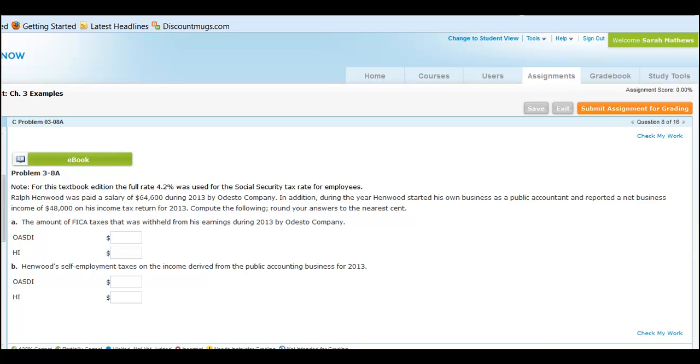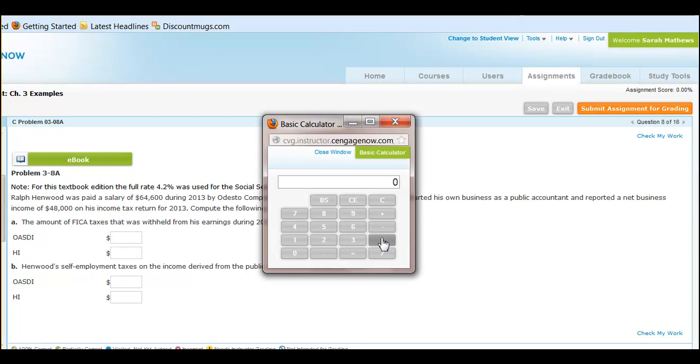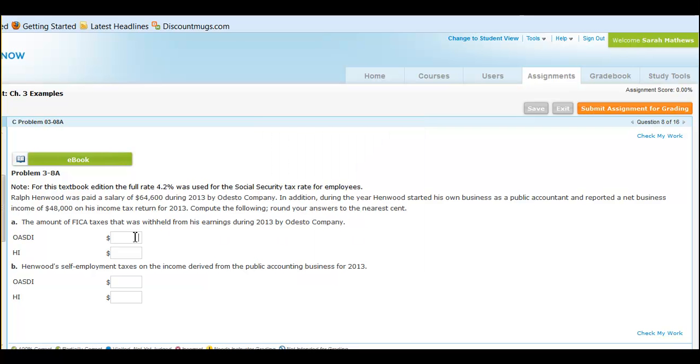So the FICA taxes are our Social Security and our Medicare combined, the OASDI and the HI tax. So we're going to calculate first that only for the $64,600. So using our calculator, we take the $64,600 times our 0.042, which is our 4.2% for the OASDI for the employee portion, and we get $2,713.20.